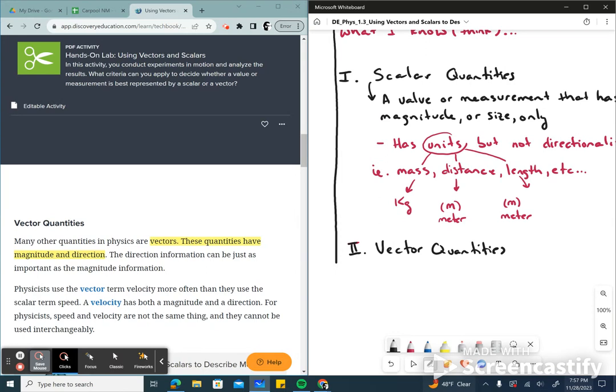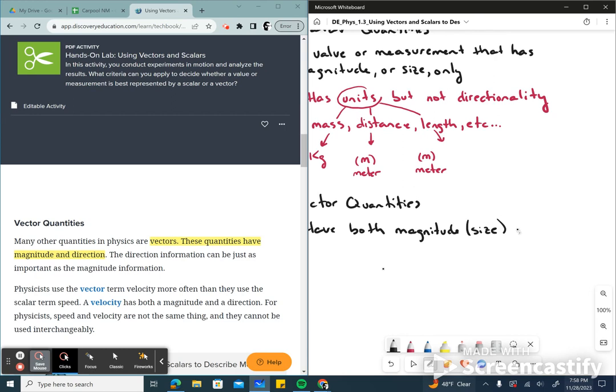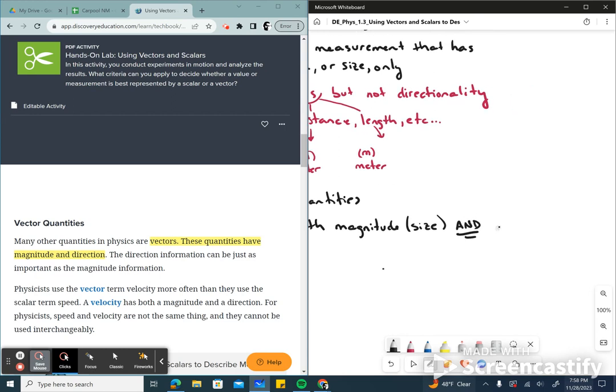Okay, the definition here: these quantities have magnitude and they have direction. They have both magnitude, remember we said magnitude or size, and they also provide information on direction.